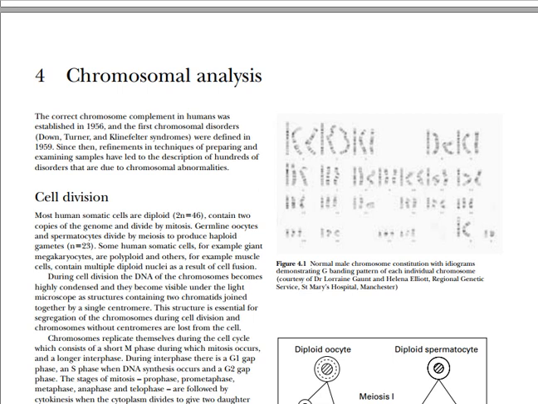Hello, so here we're going to study chromosomal analysis. There are many disorders involving chromosomal analysis. When you say chromosomal analysis, it is just to visualize the gross morphology of chromosomes, and certain disorders such as Down syndrome, Turner syndrome, and Klinefelter syndrome are involved with chromosomal analysis.